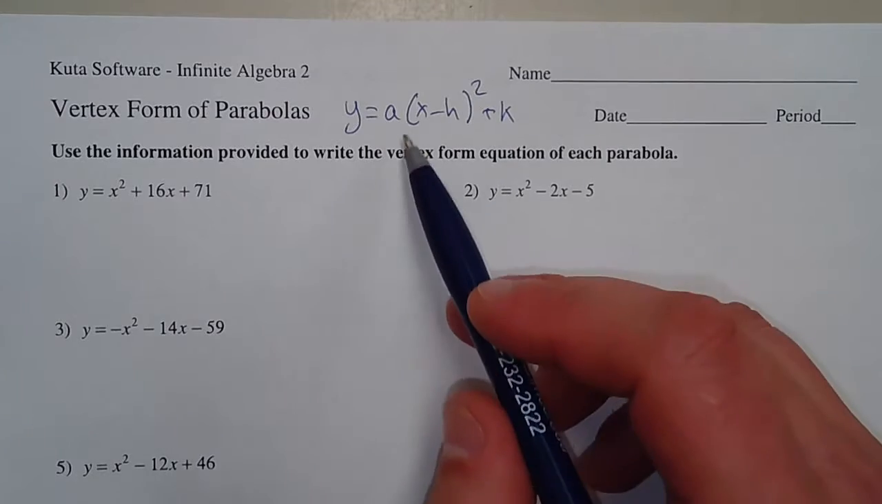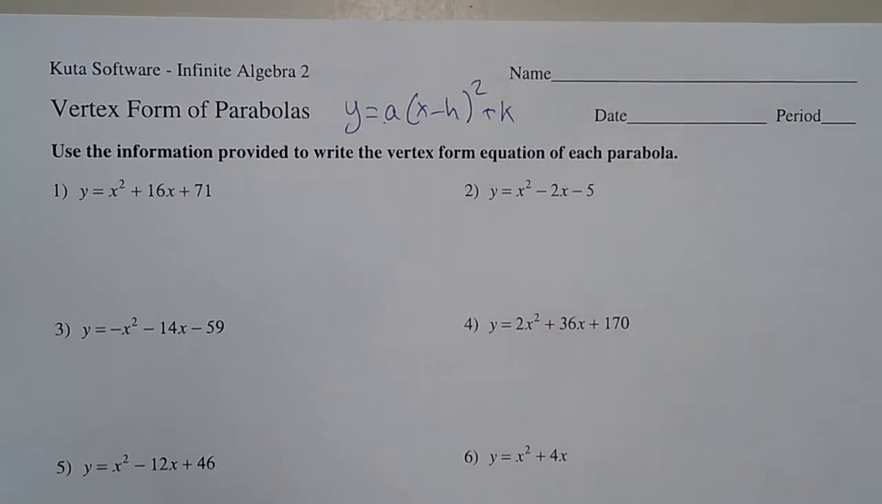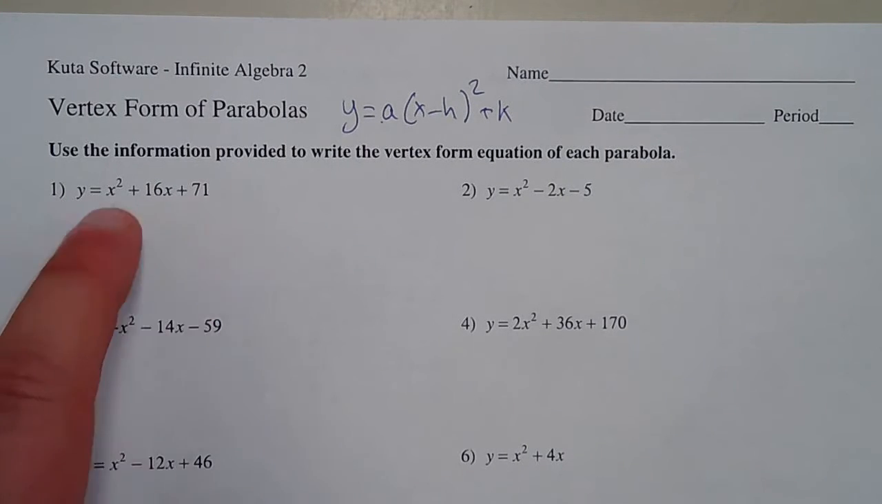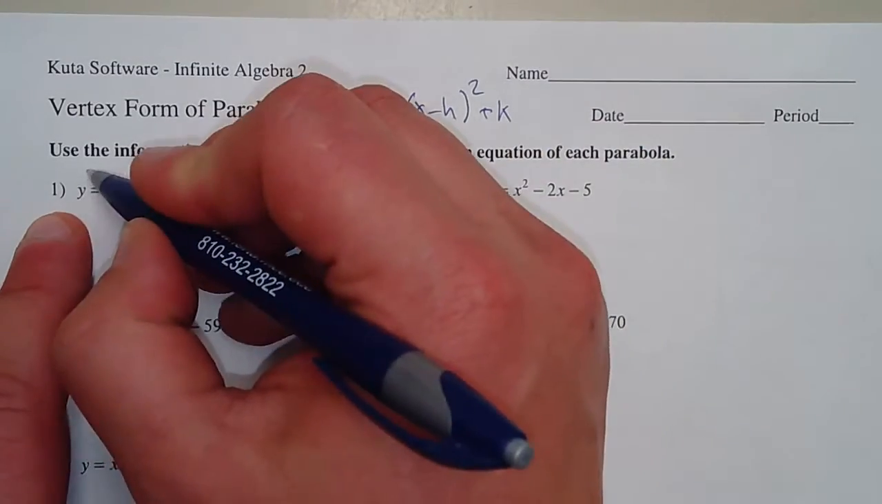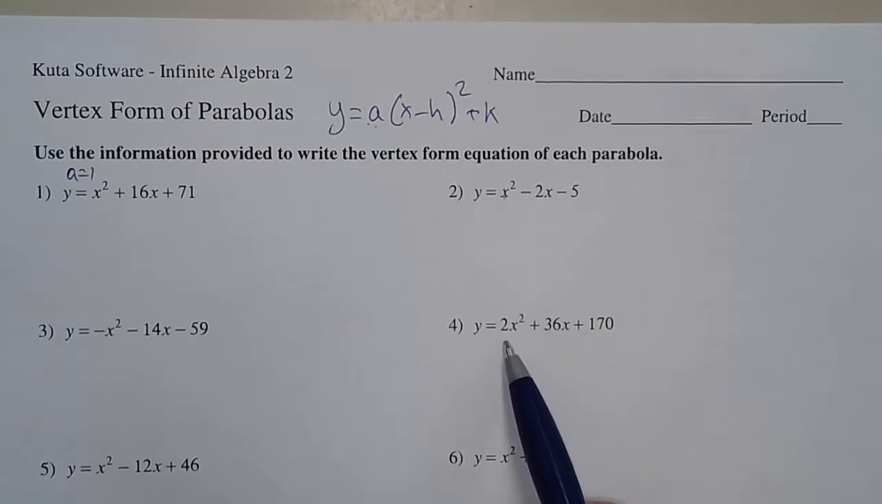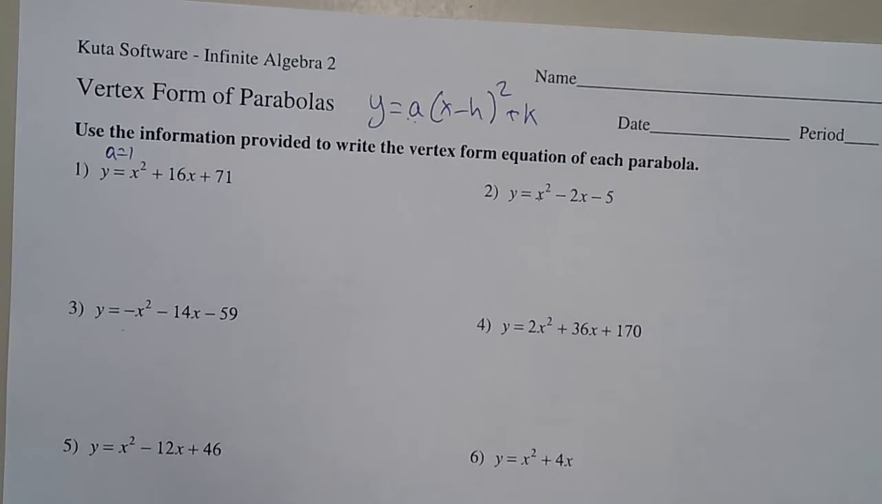Well, that means you need to know your a value as well as your h and your k. So here's the thing: as soon as you can get it into standard form, like this problem is a really good example, once it's in standard form, you already know the a value. So whatever this is, in this case, my a is just 1, I already know it. Here, a is 1. Here, a is going to be 2. Here, a is negative 1. So you know the a. That actually makes it pretty easy.